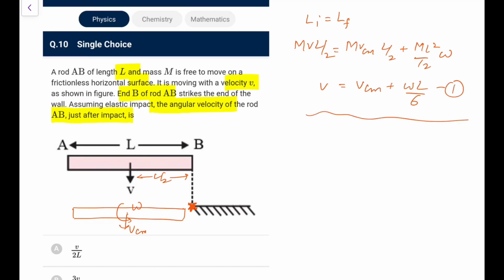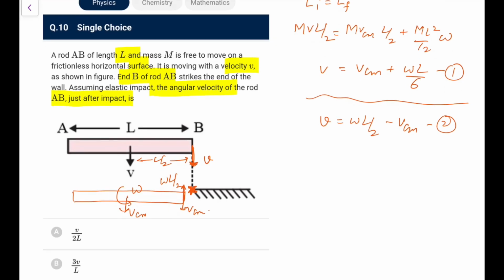Next, because it is an elastic collision, this point previously was approaching with the velocity v, that is the velocity of approach. Afterwards this point's velocity would be, because of omega it will go up, omega L by 2, and because of CM it will go down. So its velocity upwards must be the same as the speed of approach. That velocity upwards would be omega L by 2 minus vcm. This is what you can write from Newton's law of restitution, here e is 1 for elastic collision. So from here, v is omega L by 2 minus vcm.